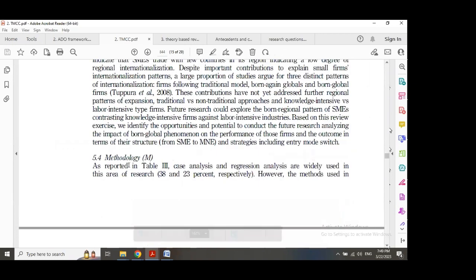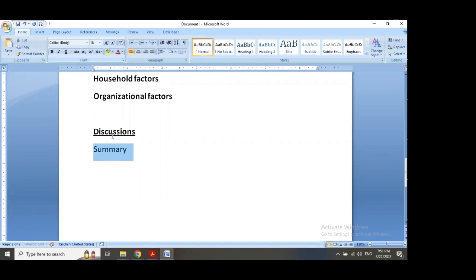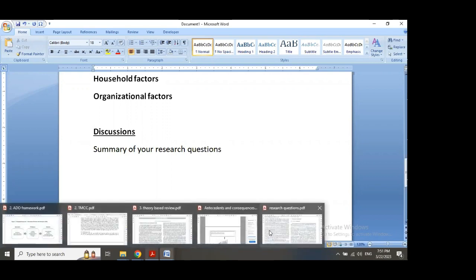The next important aspect is your discussion, right? Until now we have talked about the introduction, then the theoretical background, next the research methodology, data analysis, and now the next part is the discussion, right? So what do you have to write in the discussion? Discussion is basically the summary of your research questions. What do I mean by that? Let me tell you.